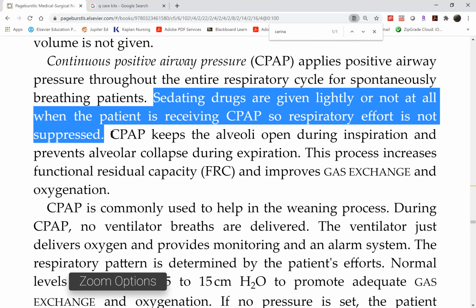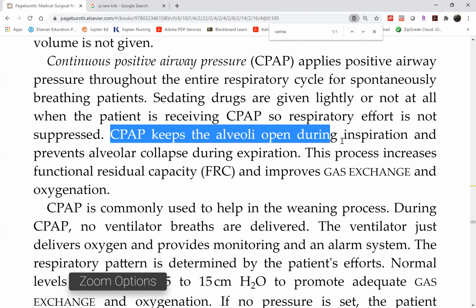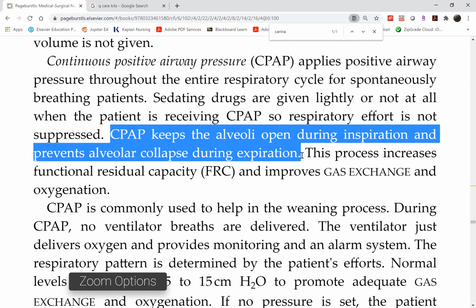Just like a regular CPAP, it keeps the alveoli open during inspiration and prevents them from collapsing. Because there's continuous positive airway pressure, whether the patient is inhaling or exhaling, it does not let the alveoli collapse. It can't, because you are pushing pressure on the patient's lung constantly, non-stop. Whether they inhale or exhale, there's pressure blowing in there, keeping the airways open.